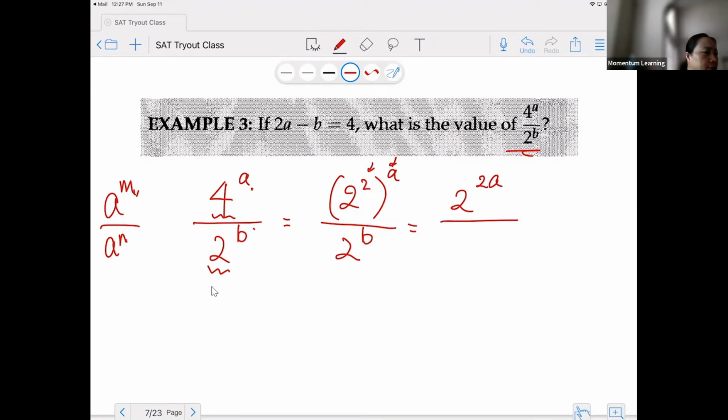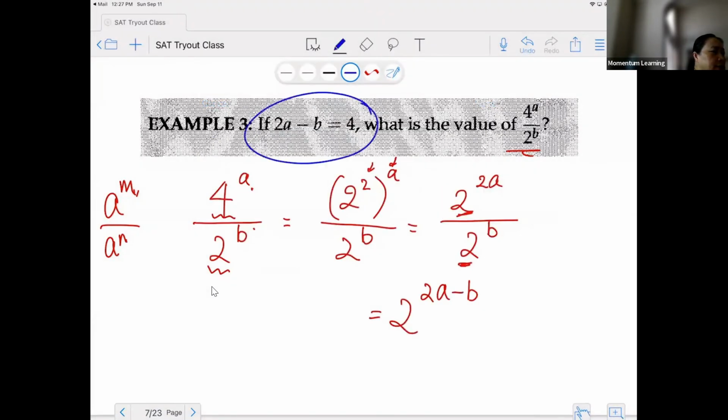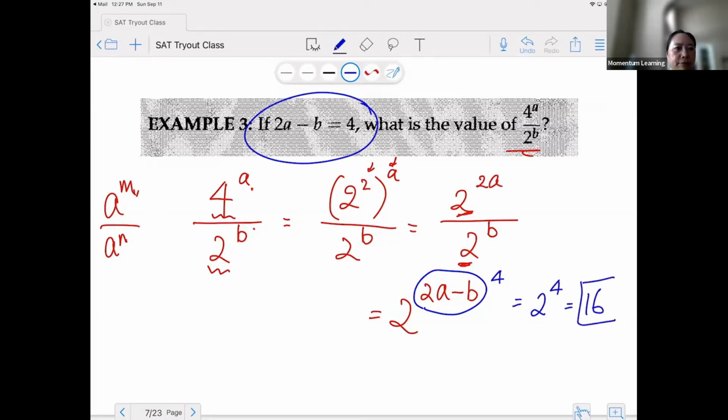So on the top is 2 to the power 2a, and then on the bottom 2 to the power b. Okay, now I have the same base. So when I do the division, I know I need to subtract the exponents: 2a minus b. Okay, very good. Now I know from the condition that 2a minus b is actually 4. So this one equals 2 to the power 4, and that equals 16.